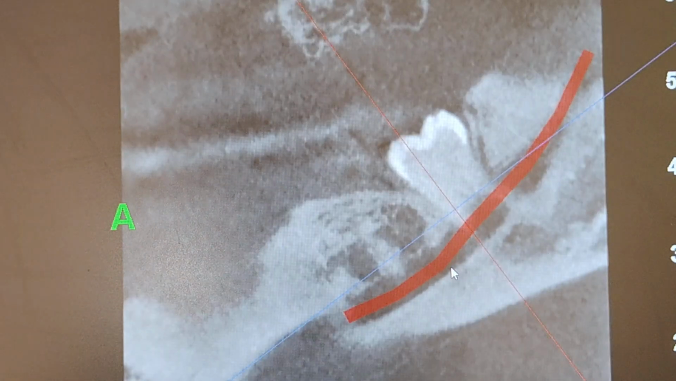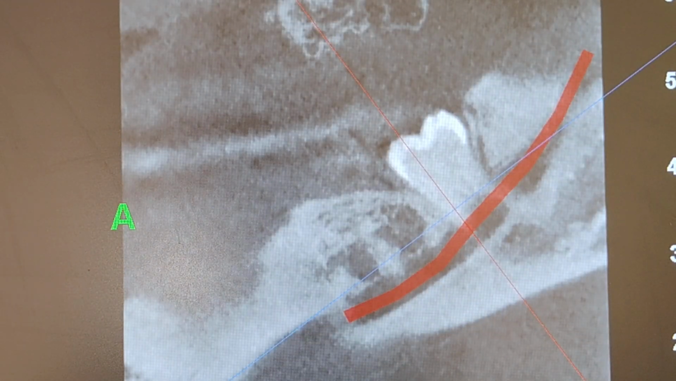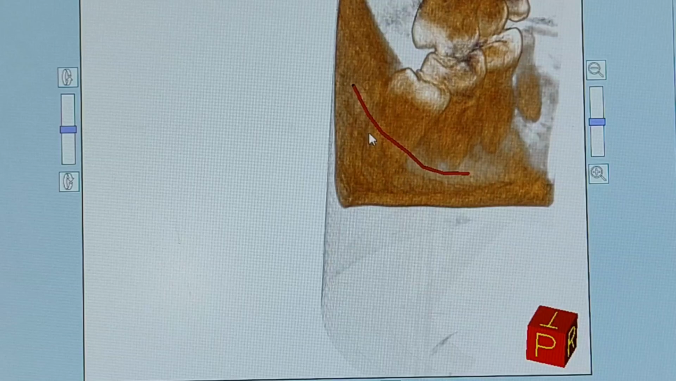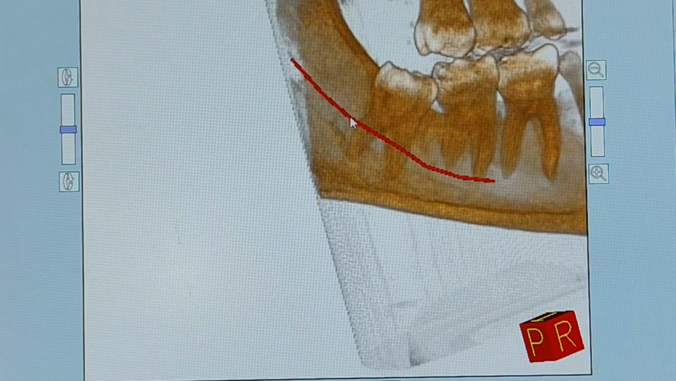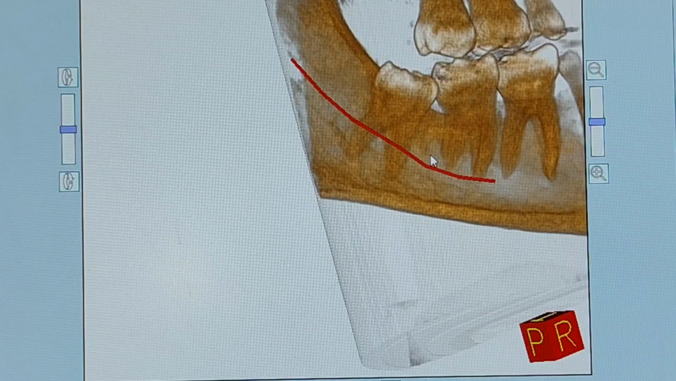I would also be showing you the sagittal slice where you can see the position of inferior alveolar canal in the mid root level. I would also be showing you the 3D reconstructed view where you can see the lingual position of inferior alveolar canal in the mid root level with close contact to the root. And this is an important case where cone beam CT definitely gives us much information regarding the position of inferior alveolar canal and its contact with the root end region.